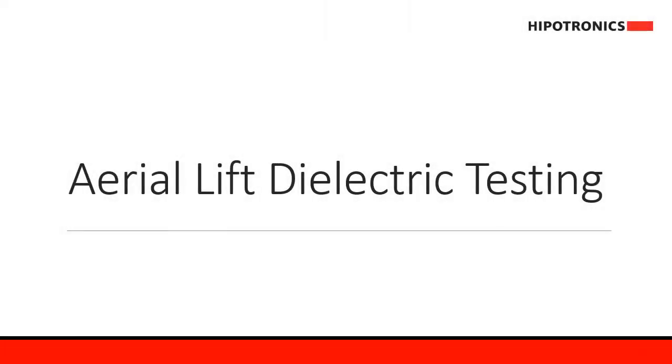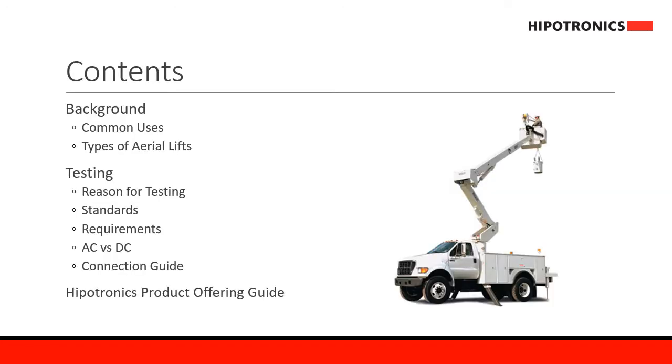This presentation is going to be an overview on the use of high voltage test equipment to test aerial lifts. This is a popular application for AC and DC high voltage test systems. In this presentation, we're going to review what is an aerial lift device, when are they used, the testing of aerial lift devices, and how Hipotronics supplies necessary equipment for the proper testing of these aerial lift devices.